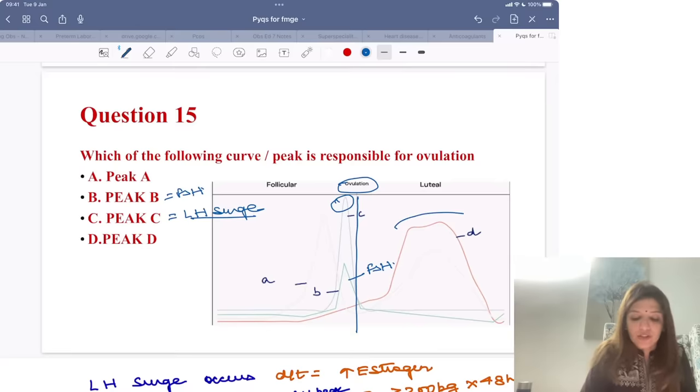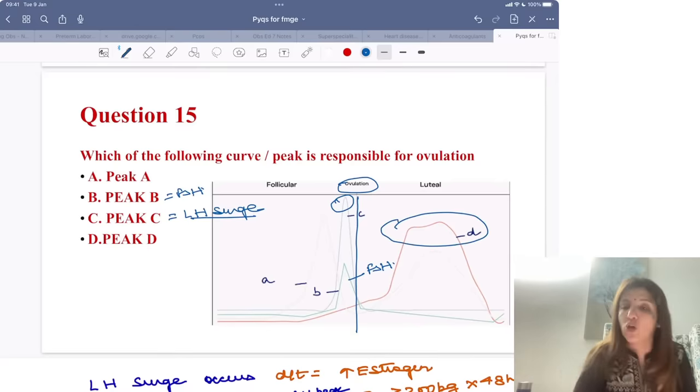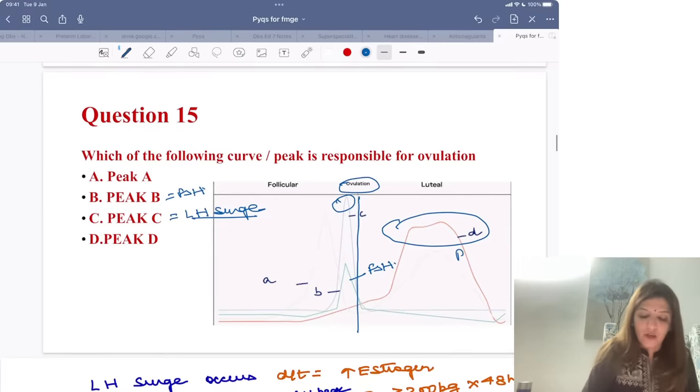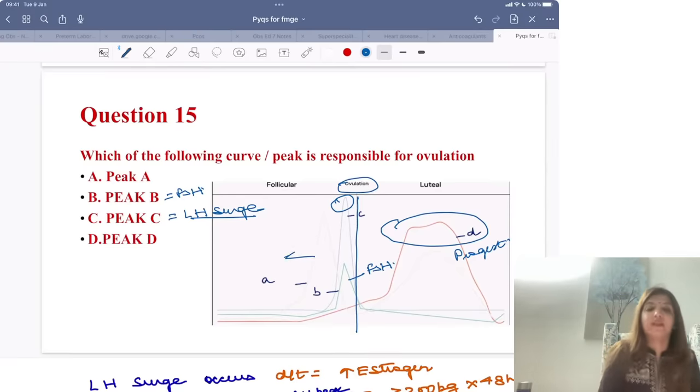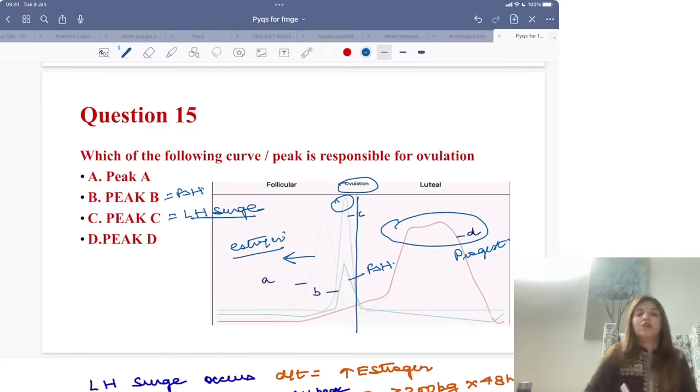Now, what do you think is this hormone which is increasing after ovulation? Which hormone increases after ovulation? Progesterone. So peak D is representing progesterone. And which hormone increases before ovulation? Estrogen. So, your peak A is estrogen. Clear to all of you?